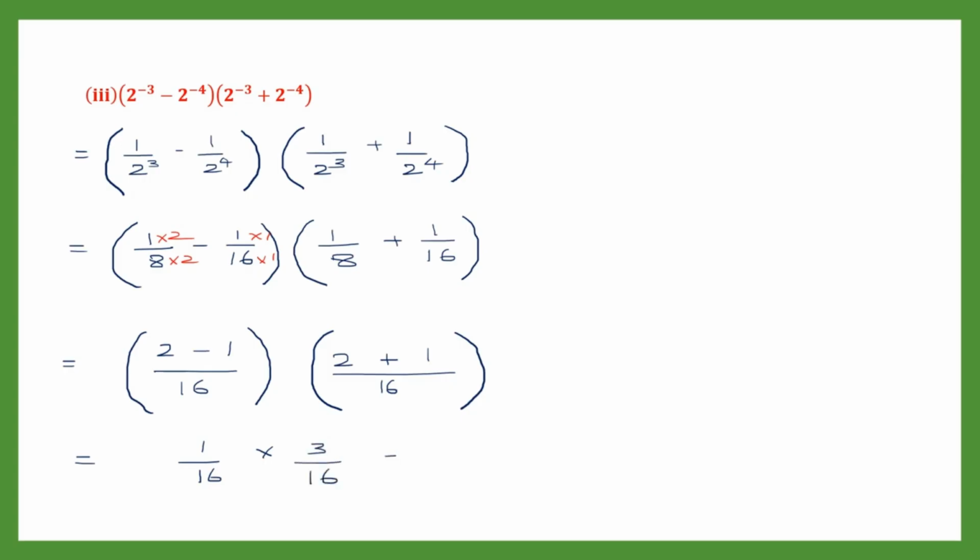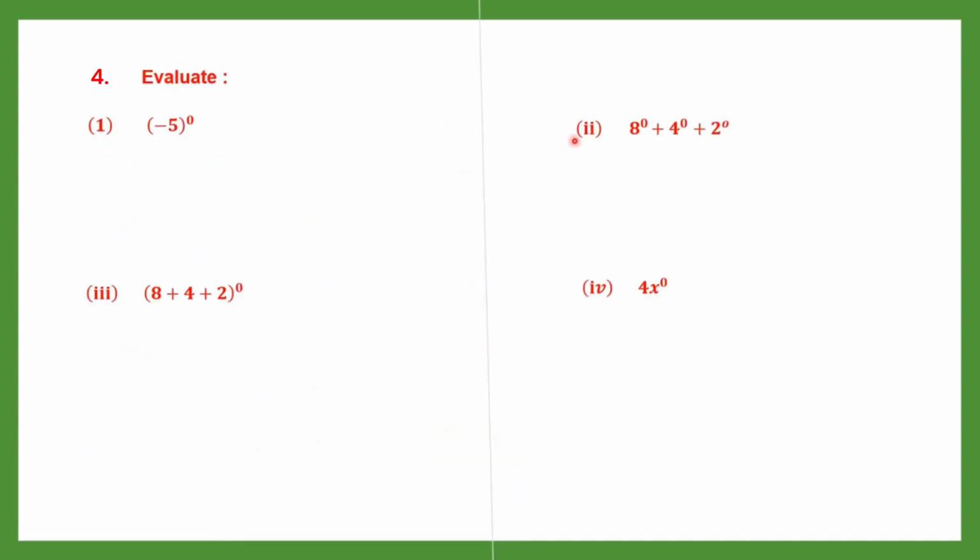So now this has become multiplication. 1 into 3 is 3, 16 into 16 is 256. So what is the final answer? 3 by 256. Now here we have these questions, 4 questions here, and we have to evaluate.